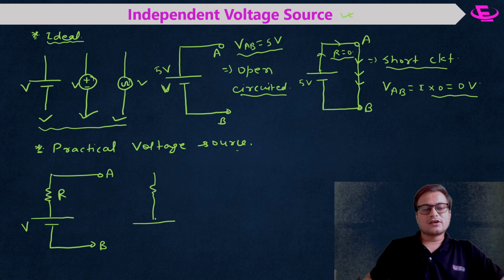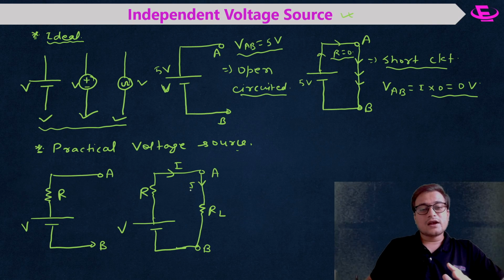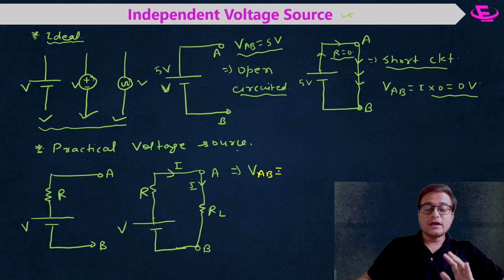Suppose you have the battery and you have the internal resistance. This is the internal resistance, this is the battery. Now if you connect a load, suppose its resistance is RL. This terminal is A, this terminal is B. This load will draw the current I. When this load is drawing the current I, if somebody asks you VAB, I am changing the color, I am writing VAB.